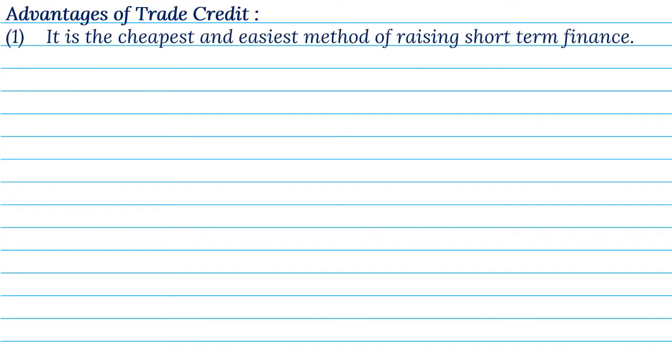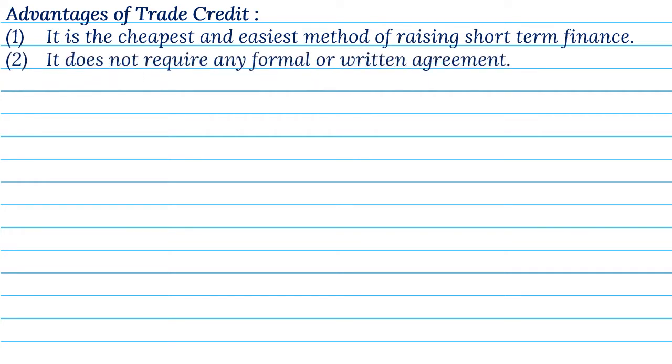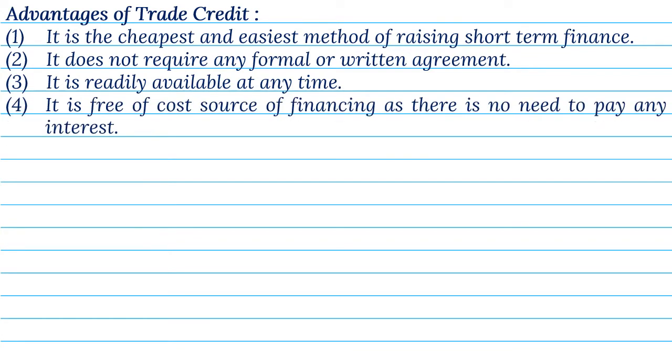Advantages of trade credit. 1. It is the cheapest and easiest method of raising short-term finance. 2. It does not require any formal or written agreement. 3. It is readily available at any time. 4. It is free of cost source of financing, as there is no need to pay any interest. 5. The terms of credit are not rigid.